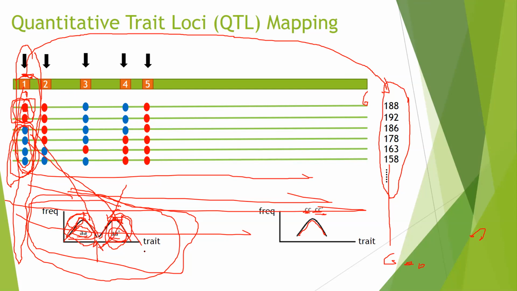subcategorize your study sample into two subgroups with distinct phenotypic values. So if this is true, that means this gene, this marker, is significantly associated with the variability of the trait.